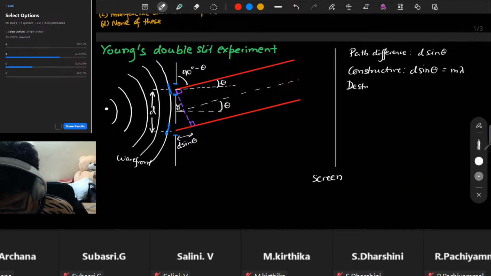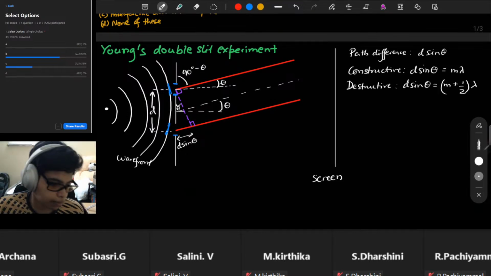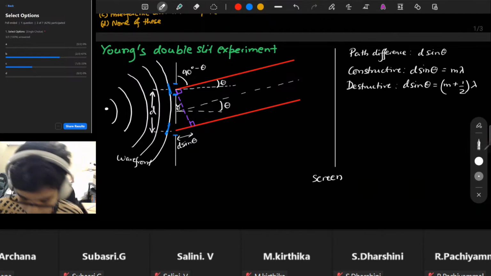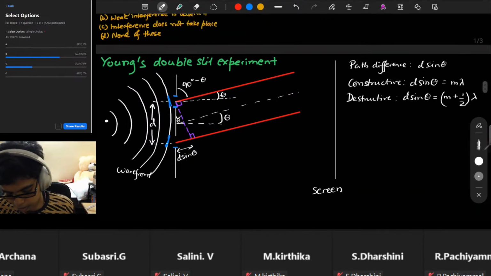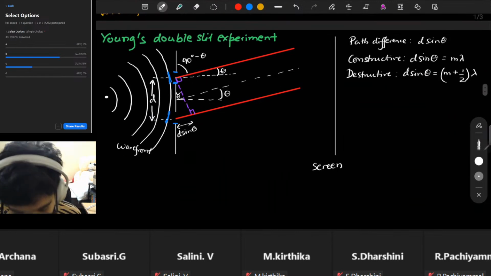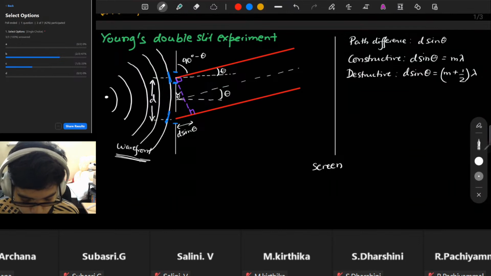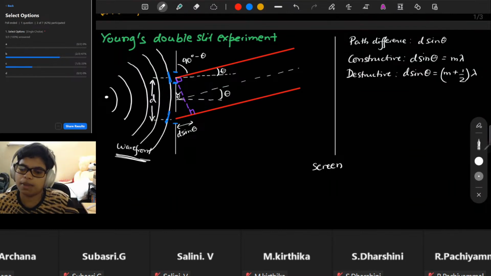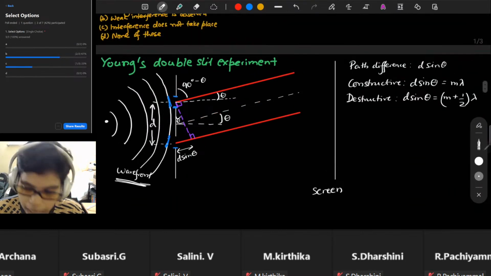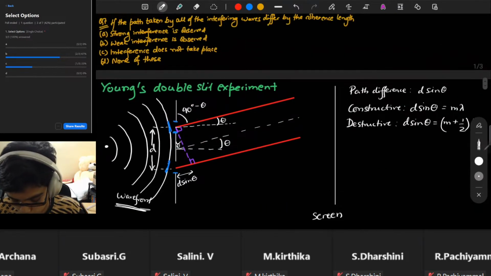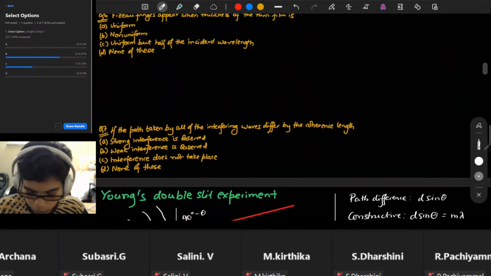And for destructive, you need an extra lambda by 2. So this is m plus half lambda. This is the condition for constructive and destructive interference. So I hope this revises the Young's double slit experiment, and please note that this is interference by division of wavefront and not division of amplitude. So I hope this is clear.